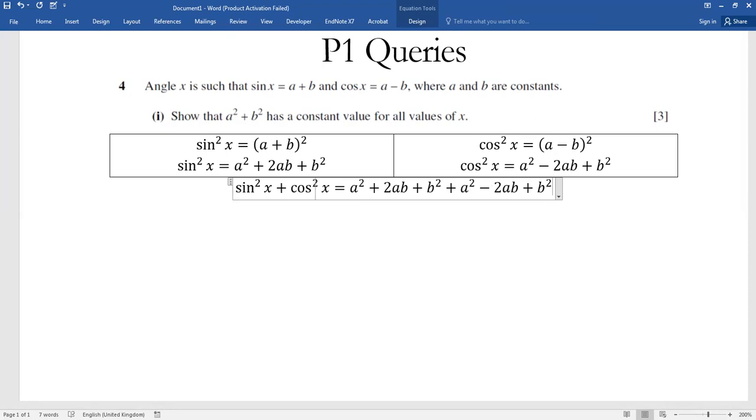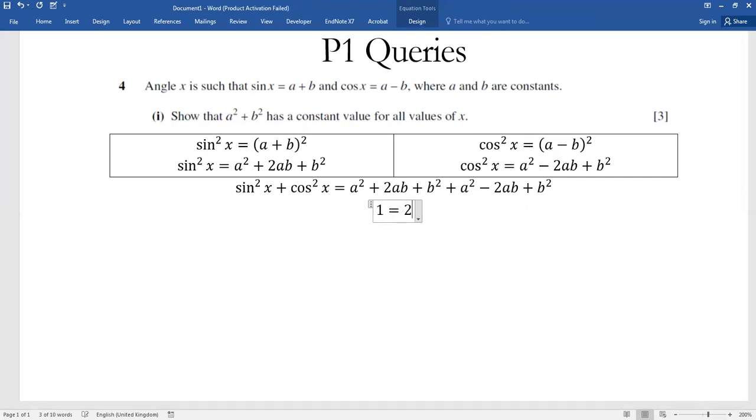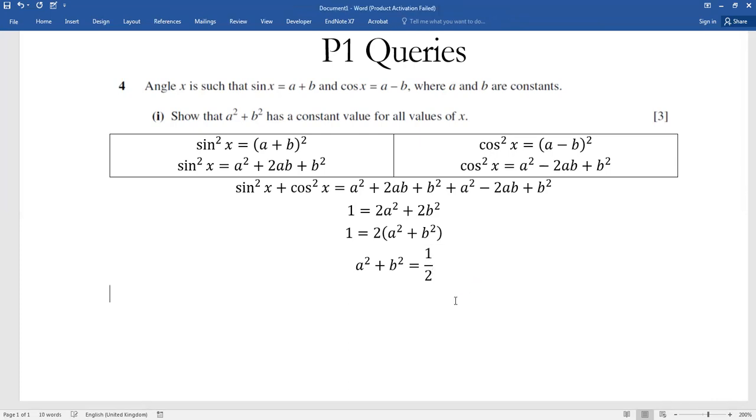Make sense? You've added both the equations, the left side with the left side and the right side with the right side. I know sine square x plus cos square x is 1. And on the right side, I am left with 2a square plus 2b square, since plus 2ab and minus 2ab cancel out. I take 2 common and I am left with a square plus b square. So a square plus b square is 1 upon 2. Shown that a square plus b square is a constant value no matter what value of x I plug in. This will always yield me 1 upon 2. Is this clear?